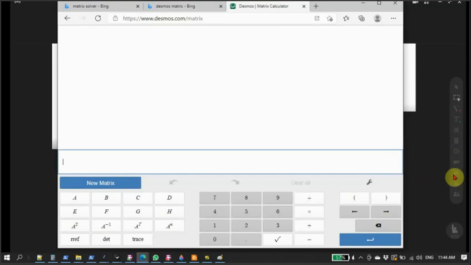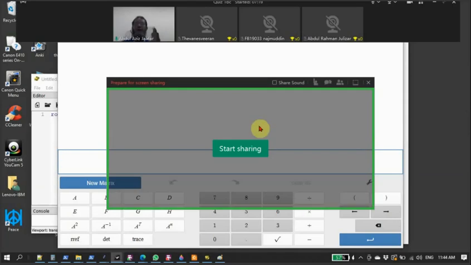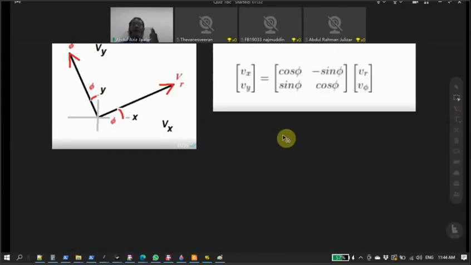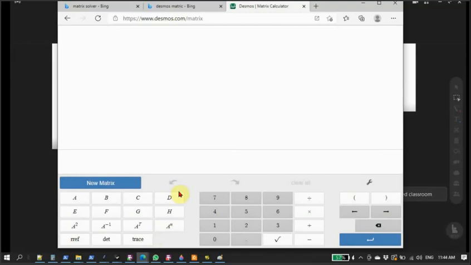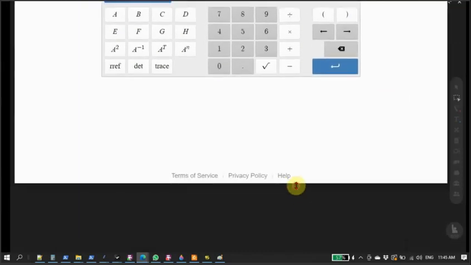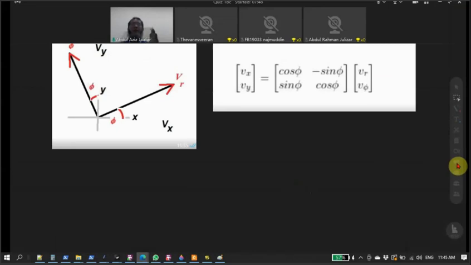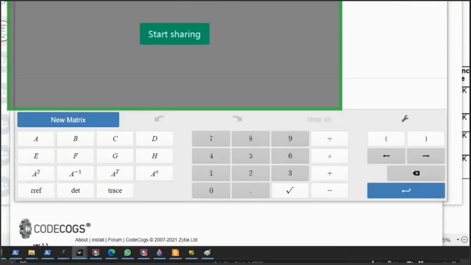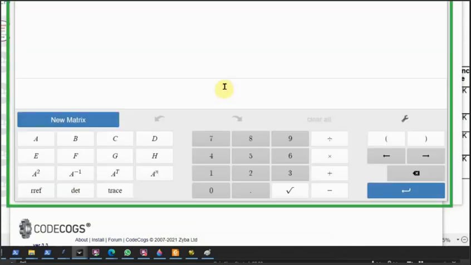Let me share my internet. Wait. So I hope that you can see the apps, right, that you can type on the internet.